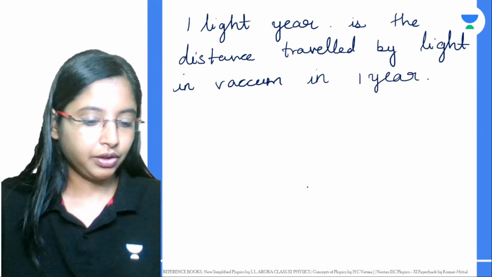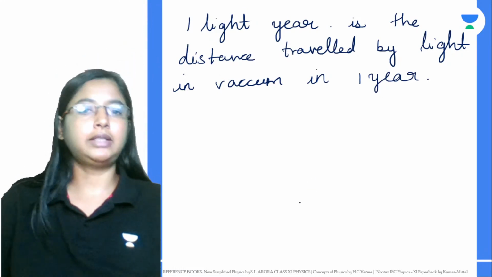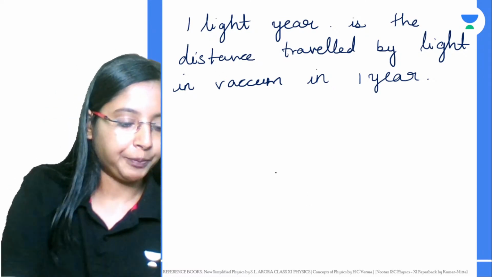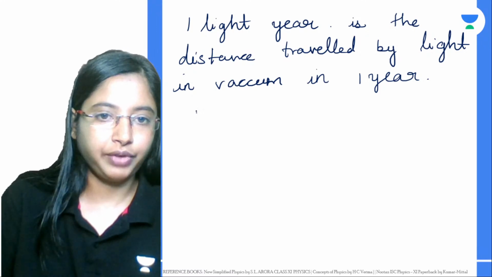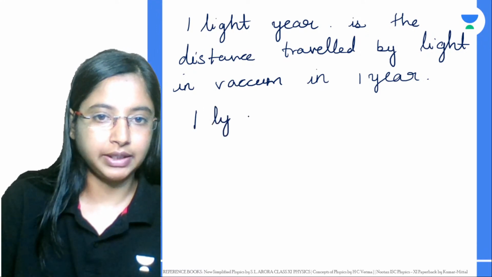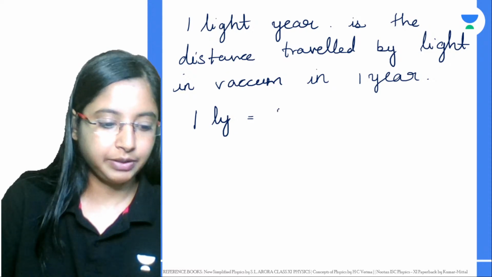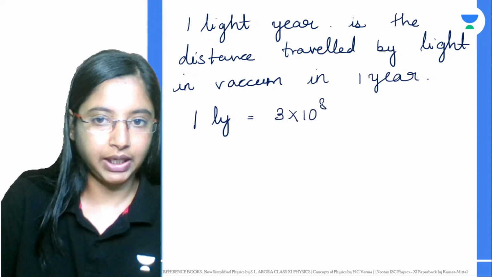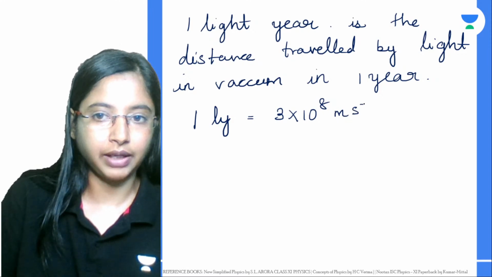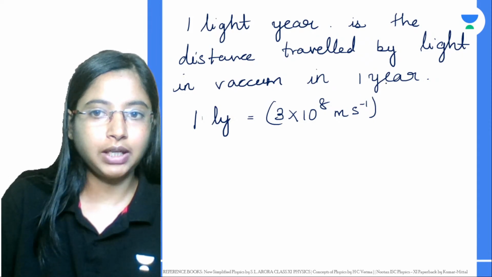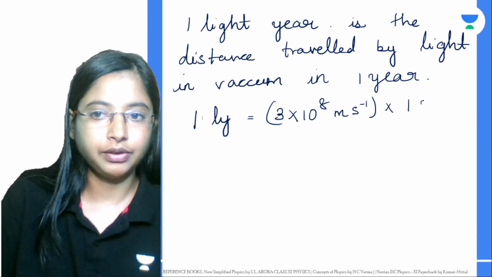We know that light travels at the speed of 3 into 10 to the power of 8 meters per second in vacuum. So if you want to find out what is 1 light year, we give it as Ly. That's the speed of light. So 1 light year will be the speed of light times 1 year.